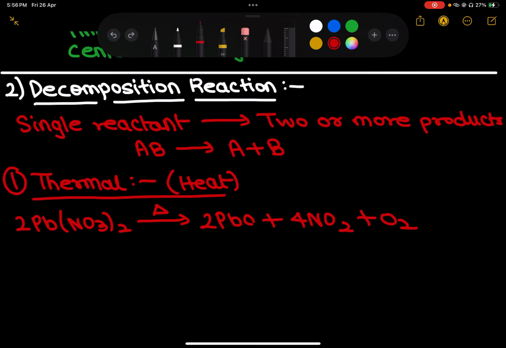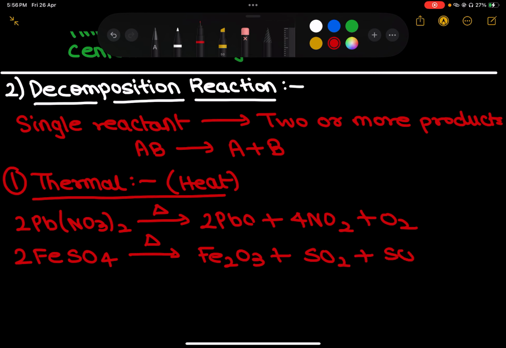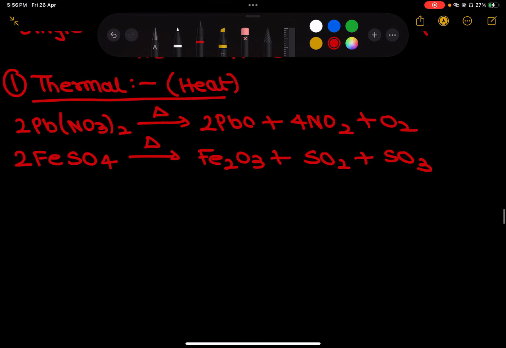Anyway, so this is an example of thermal decomposition. Another example is 2FeSO4 thermally decomposes to give Fe2O3 plus SO2 plus SO3. Okay, so these are the prominent examples in thermal decomposition. Anyways, moving on, next type is electrolytic decomposition.